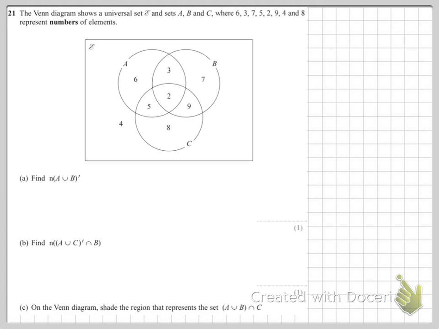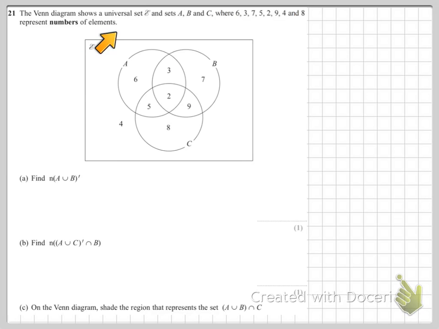Okay, here's the Venn diagram question 21. This requires you to understand, in sufficient depth, these odd expressions like this, but we can break those down. We'll come to that one in a moment. First, we have to find the number of elements in. Do you know what? Actually, let's rewind a couple of steps and just read the question carefully. Up here, 6, 3, 7, 5, 2, 9, 4, and 8 represent numbers of elements.